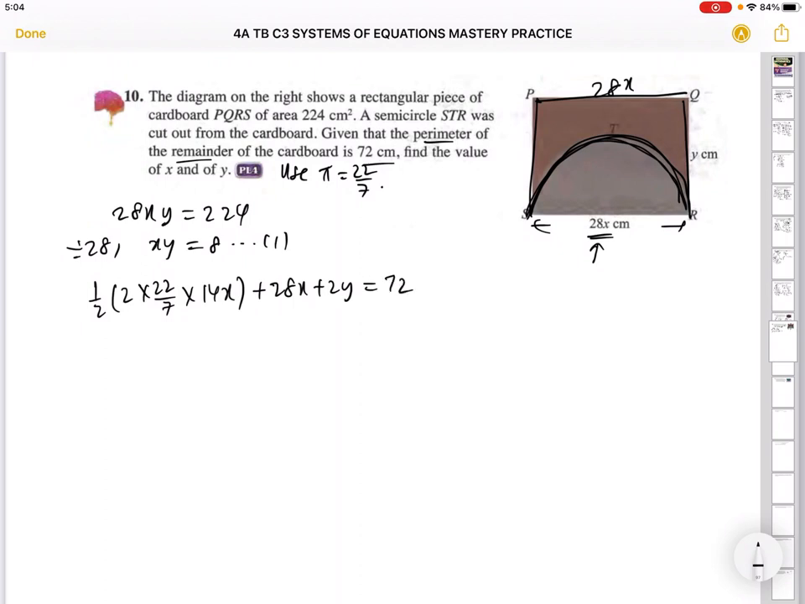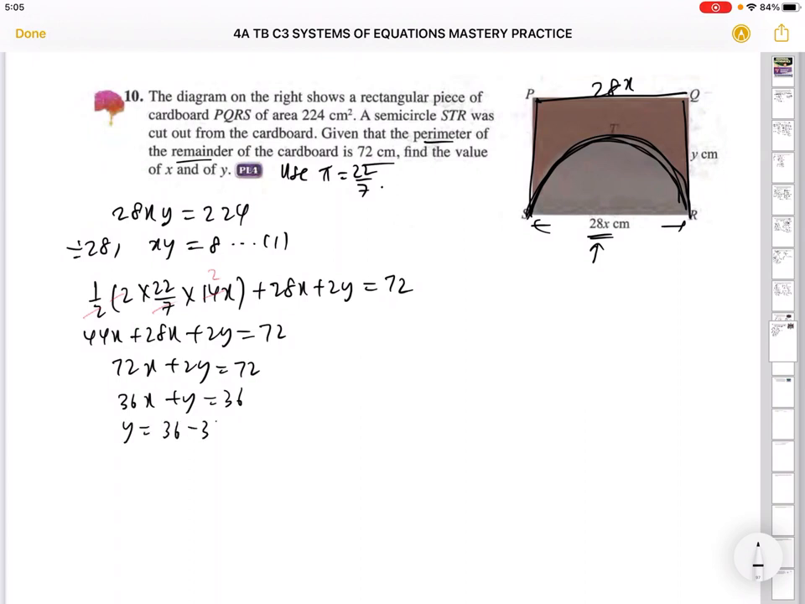Okay, let's simplify this. Half and half I can cancel. 22 times 2, 44x, right? Plus 28x plus 2y equals 72. 44 plus 28 is 72x. Plus 2y equals 72. Divide by 2, 36x plus y equals 36. So y is 36 minus 36x.